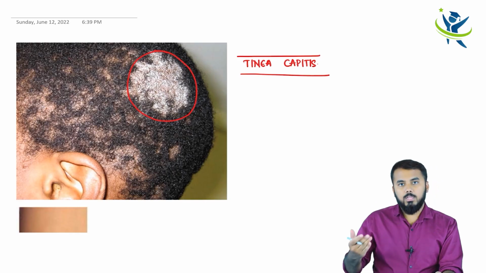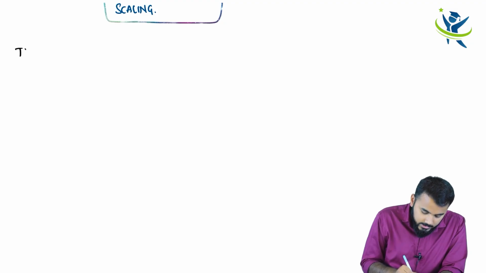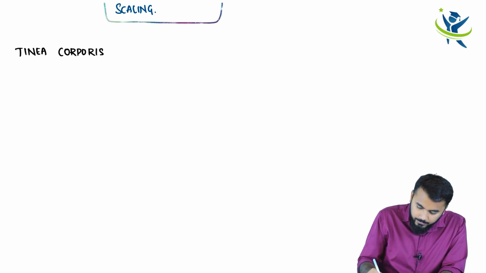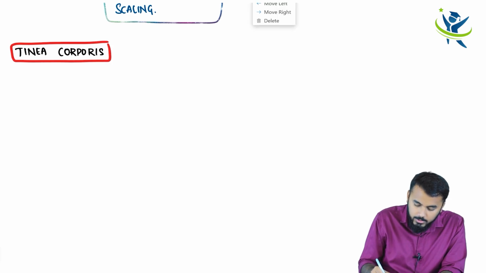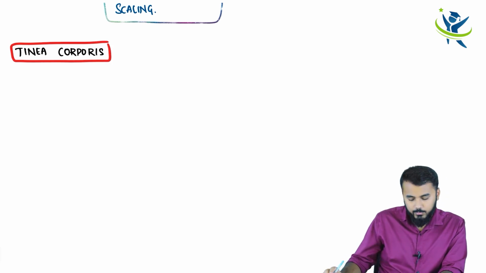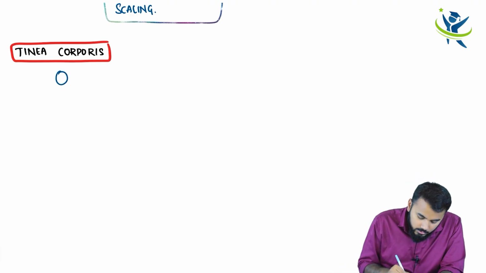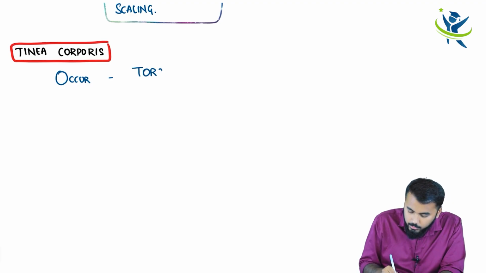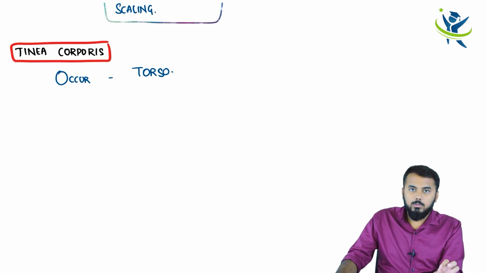Now we shall go to the next infection, that is tinea corporis. When it comes to tinea corporis, one very important thing you need to know is where it mainly occurs. It mainly occurs on the torso, right? I'll show you the picture anyway, but just for a note I'm writing it. It occurs mainly on the torso.